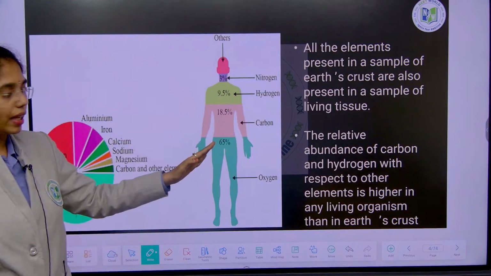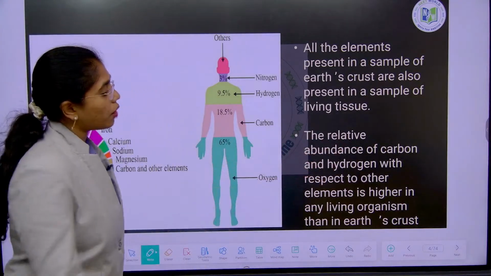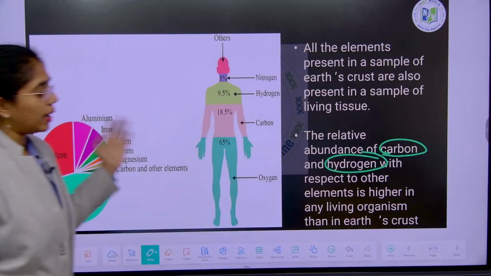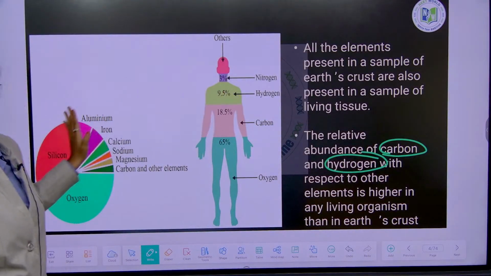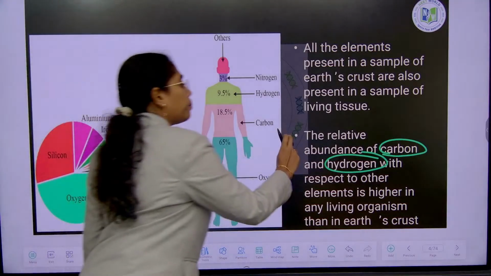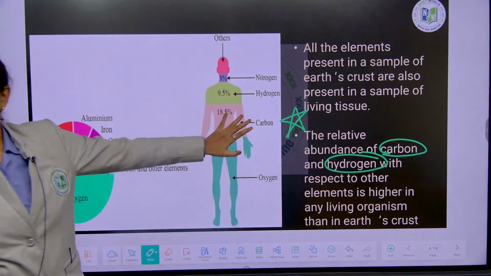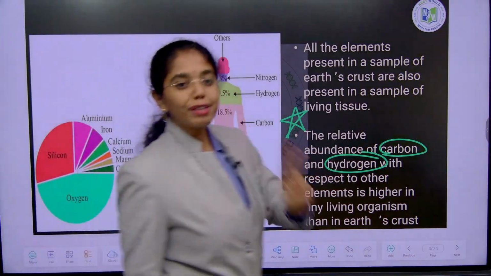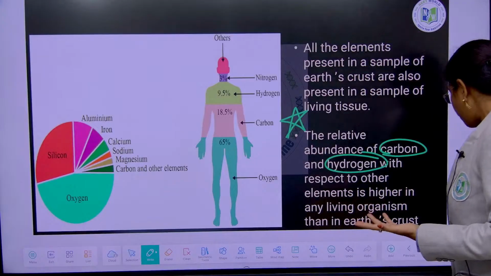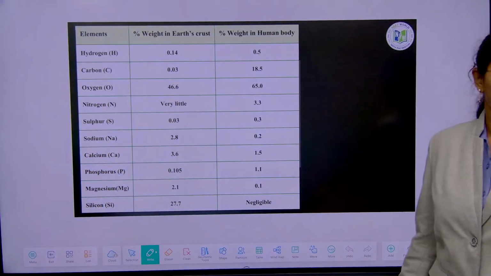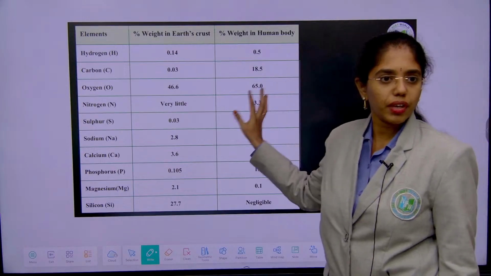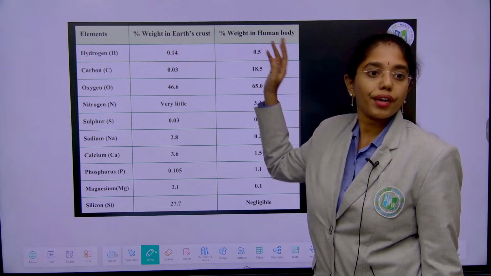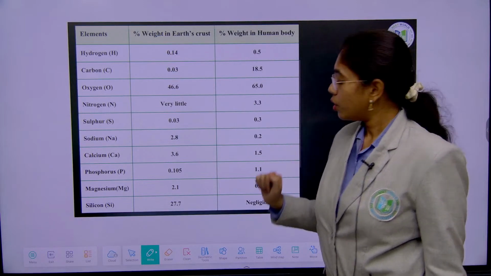All the elements are there, but the relative abundance of carbon and hydrogen with respect to other elements is higher in living organism when compared to earth crust. Very important statement. Which elements are abundant in living organism? Carbon and hydrogen. But when you look into the table that is given, you can see few more elements which are abundant. You need not to remember the exact figures, but you have to know which is abundant either in earth crust or in the living organism, right? So here we go.